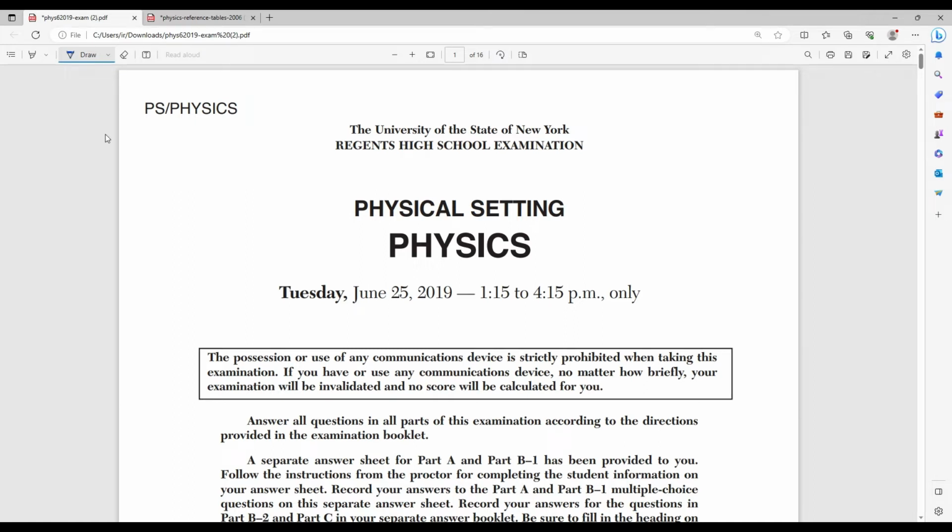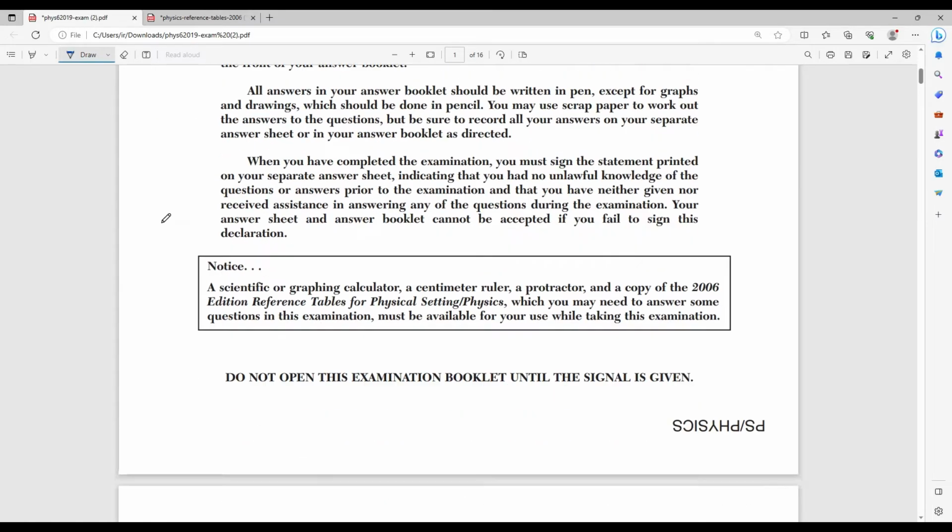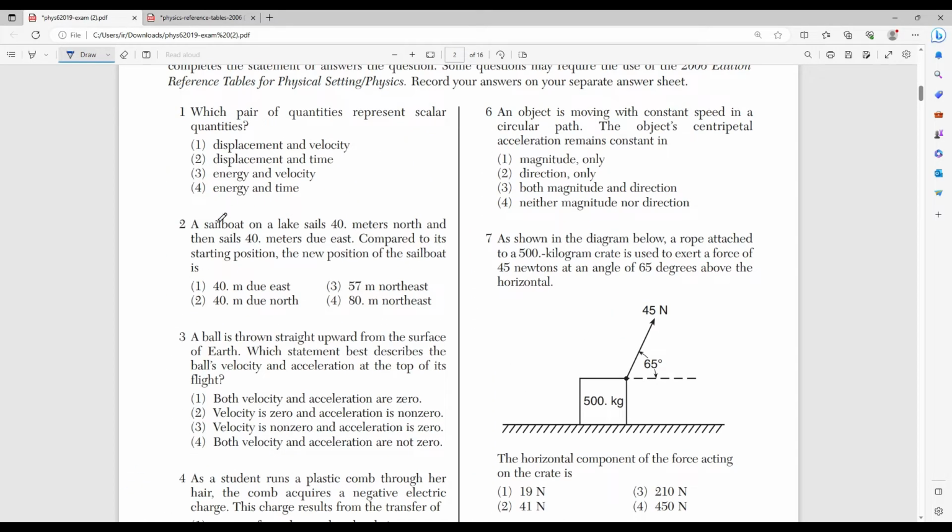Hello everyone, today we're going to be going over the entire multiple choice section of the June 2019 Physics Regents exam. We're going to be starting with question number 1, which asks us which pair of quantities represent scalar quantities. The answer to this is obviously going to be number 4.